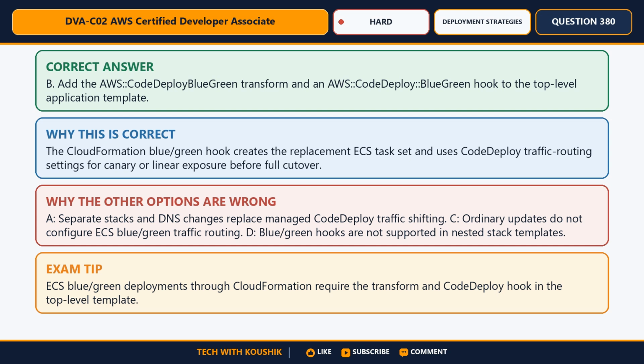A. Separate stacks and DNS changes replace managed CodeDeploy traffic shifting. C. Ordinary updates do not configure ECS blue/green traffic routing. D. Blue/green hooks are not supported in nested stack templates. Exam tip. ECS blue/green deployments through CloudFormation require the transform and CodeDeploy hook in the top-level template.